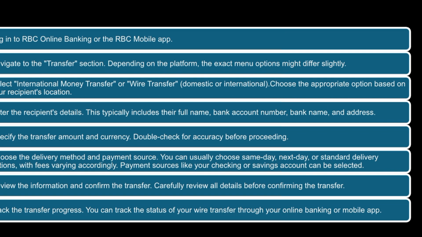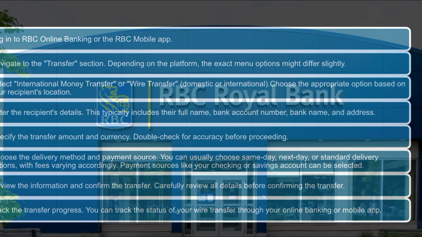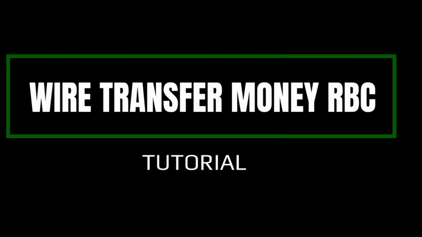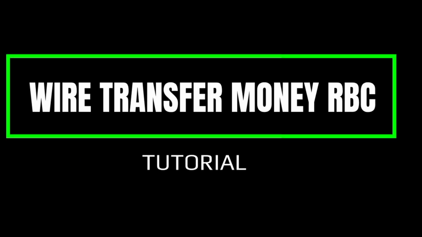Review the information and confirm the transfer. Carefully review all details before confirming the transfer. Track the transfer progress. You can track the status of your wire transfer through your online banking or mobile app. That's how you can easily wire transfer money on RBC Bank.